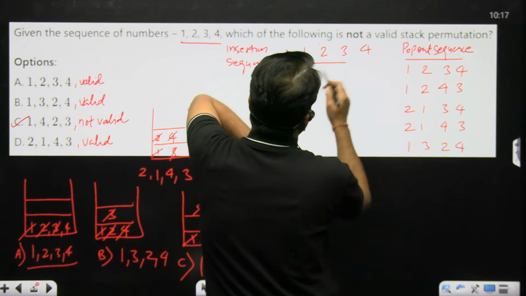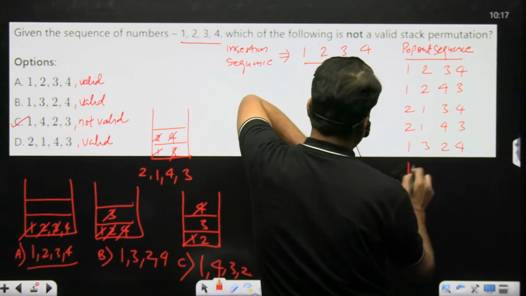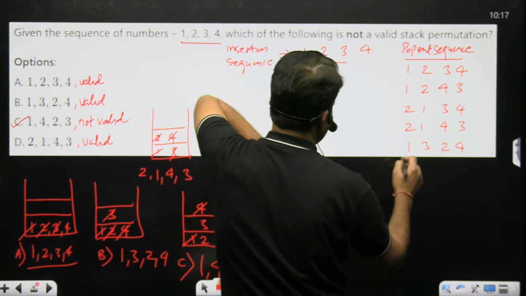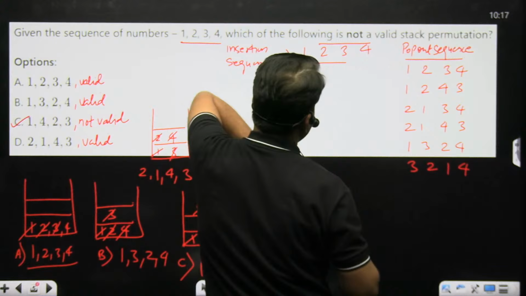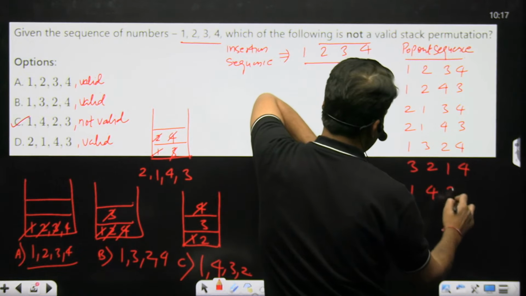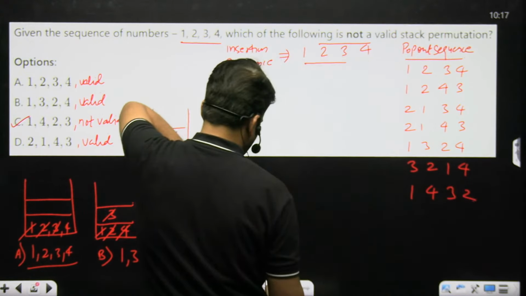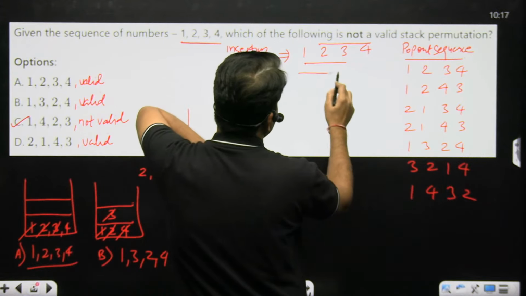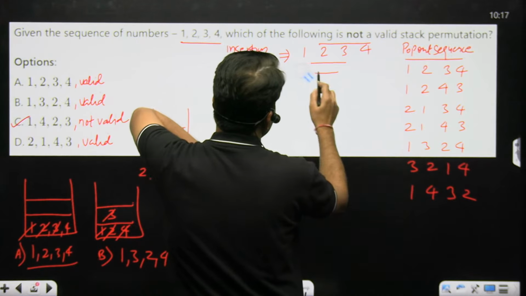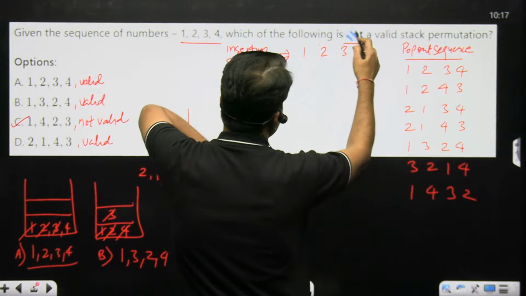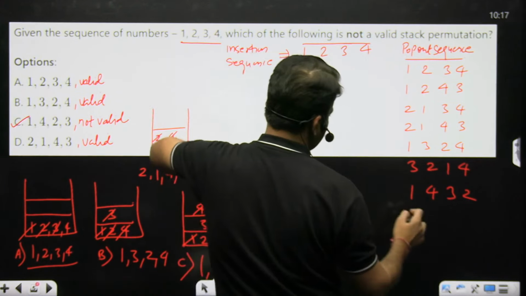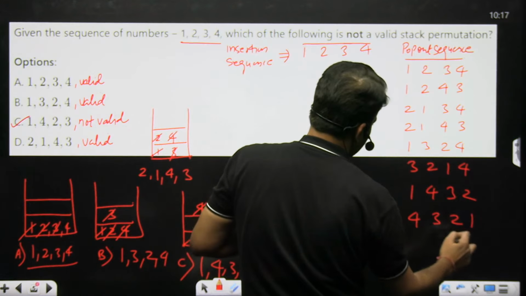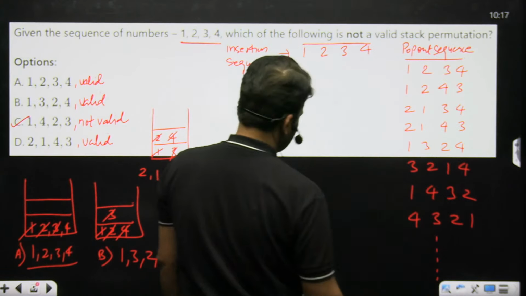And you can consider a three-length string. You can reverse this, 3 2 1 and 4. You can consider this three-length string, 1 4 3 2. You can consider all four as a four-length string, 4 3 2 1. So many valid sequences are possible, right?